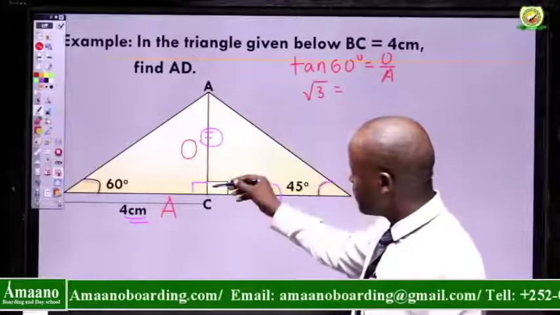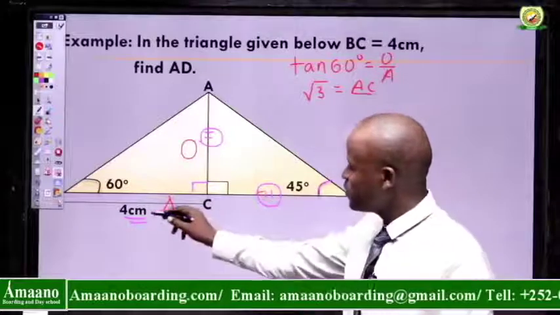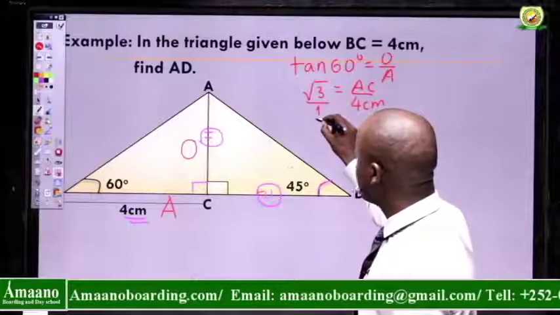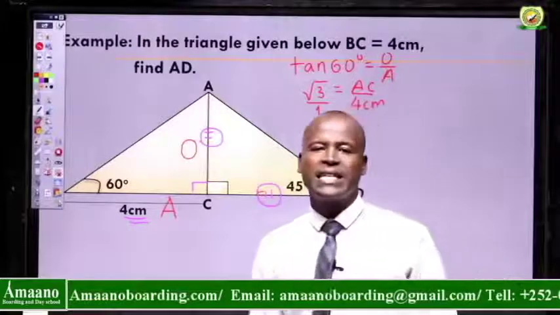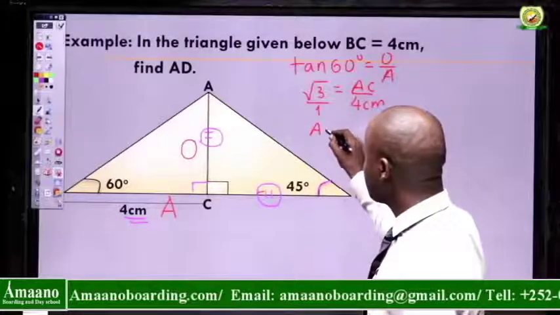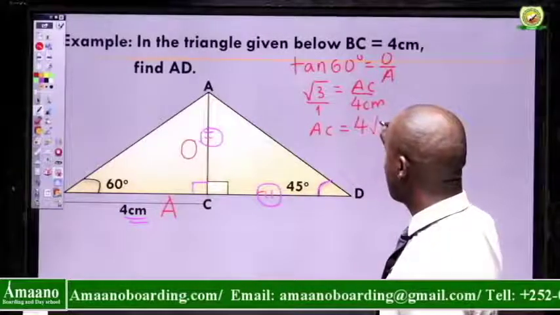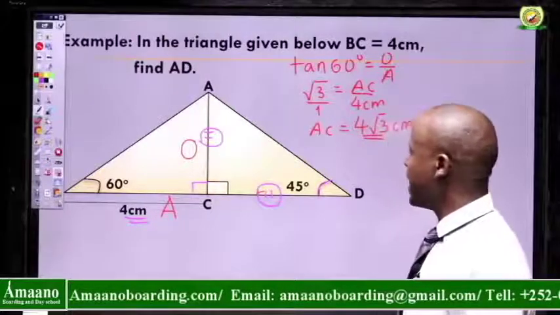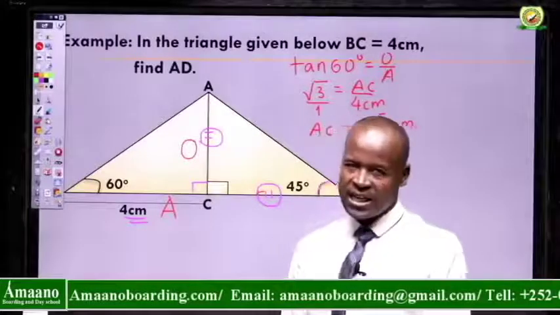equal to opposite, side AC, divided by adjacent, which is 4 centimeters. Now give 1 as a denominator for radical 3, then using the cross multiplication, easily we can determine the side length of AC. So AC equals the square root of 3 times 4, which is 4 times square root of 3 centimeters. This is the length of side AC. Now we have side AC, which is given by 4 times the square root of 3 centimeters.